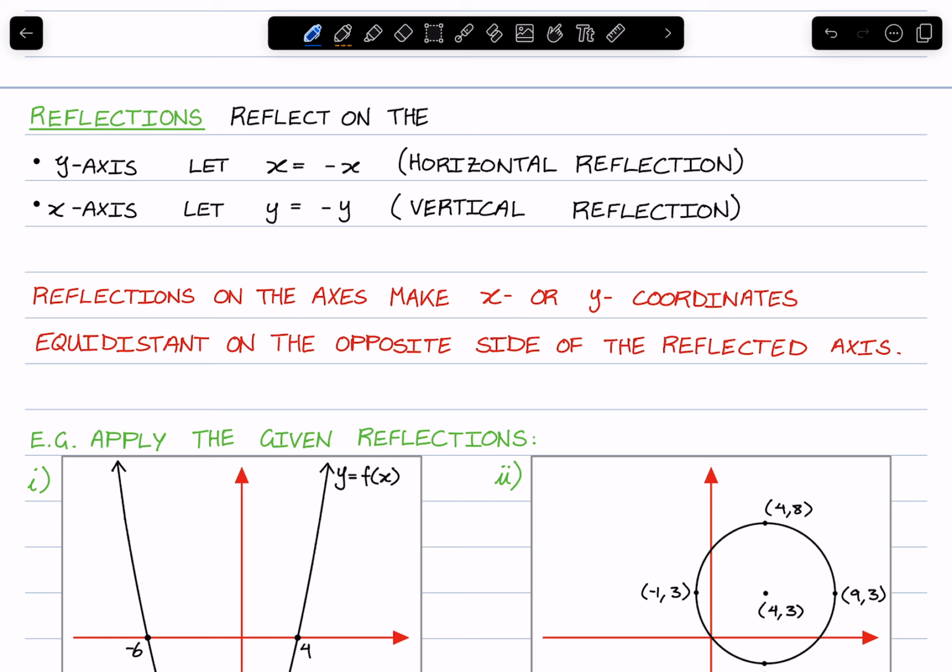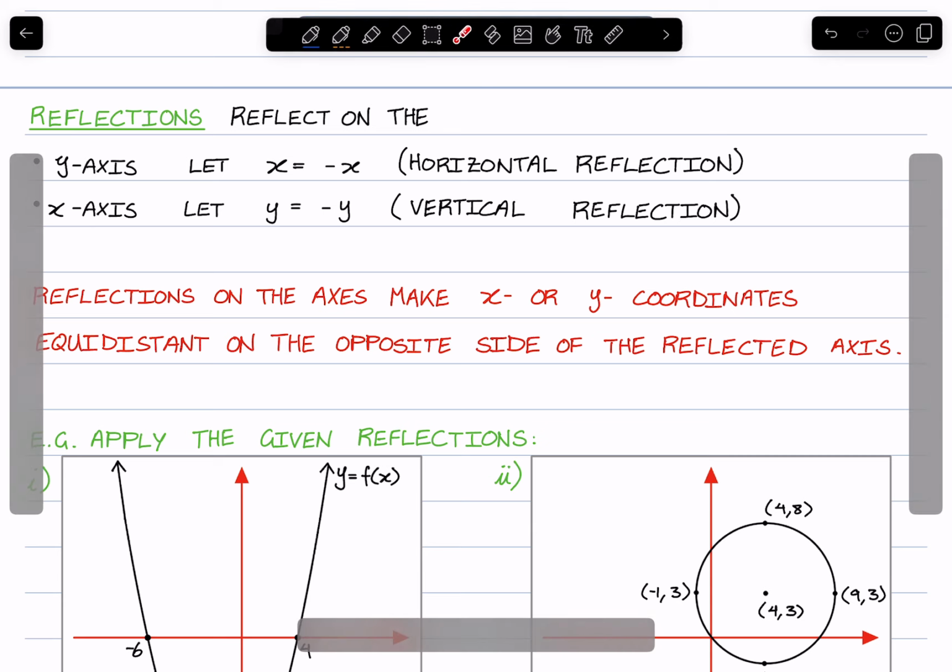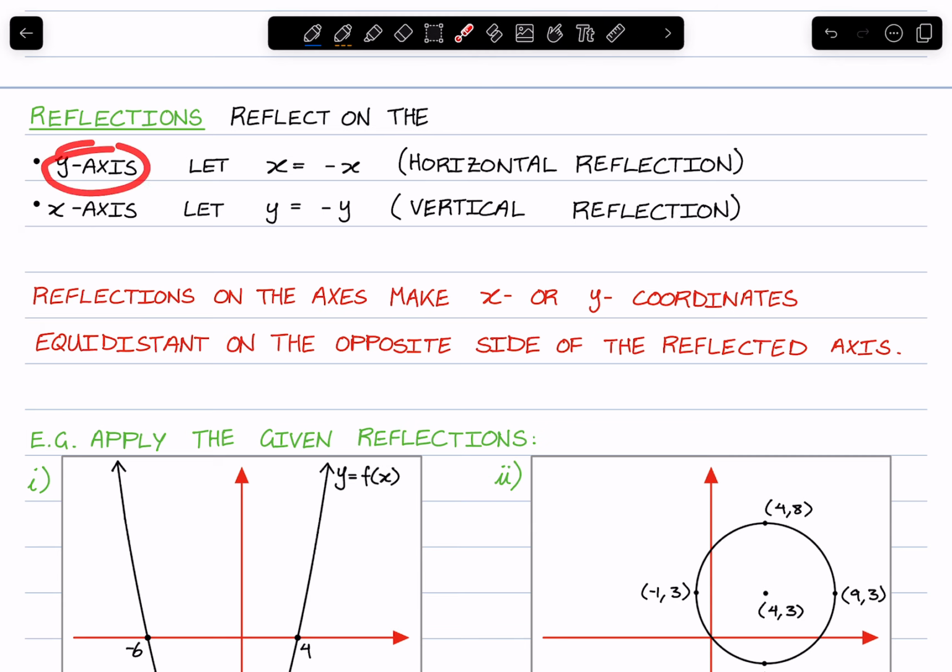Hello class, this is a continuation on the revision of Year 11 transformations. In this video, we'll be looking at reflections. So to reflect on the y-axis, once again, it's actually a substitution of letting x become negative x.